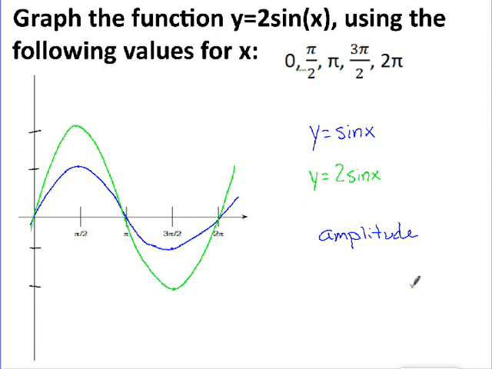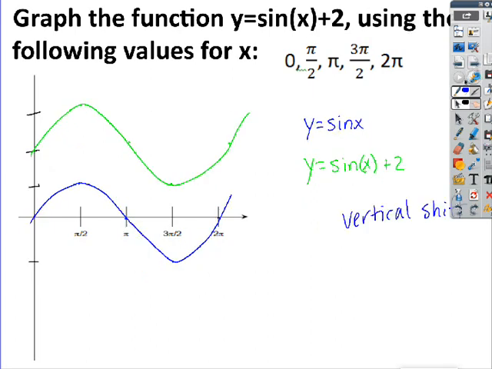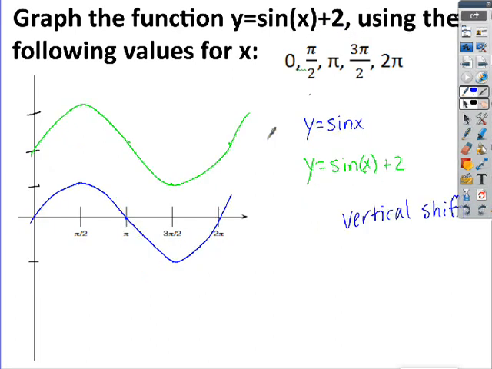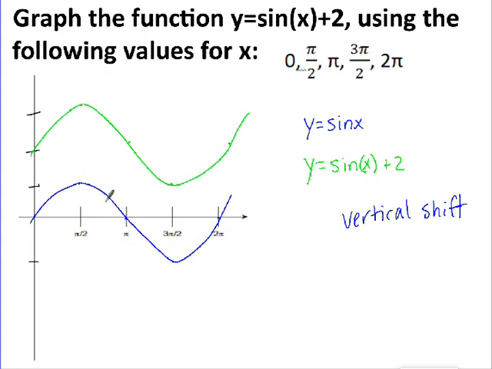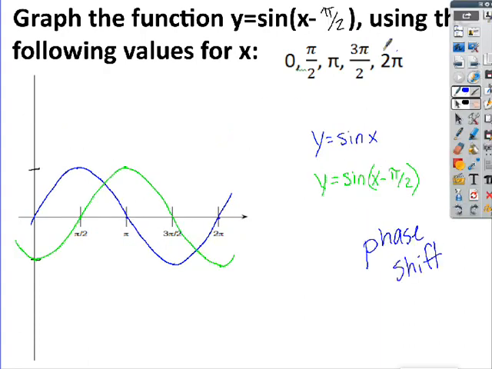Okay, so we made some different changes here. When I put the 2 out in front of the sine graph, it changed the amplitude. It changed the height of my function. All right. When I added it at the end, that is a vertical shift. It moved the entire thing up the y-axis. Okay, when we have something inside parentheses being added or subtracted, that causes a phase shift. If the blue is my parent function, the green just shifted over 1 mark on my x-axis. So that was a phase shift.